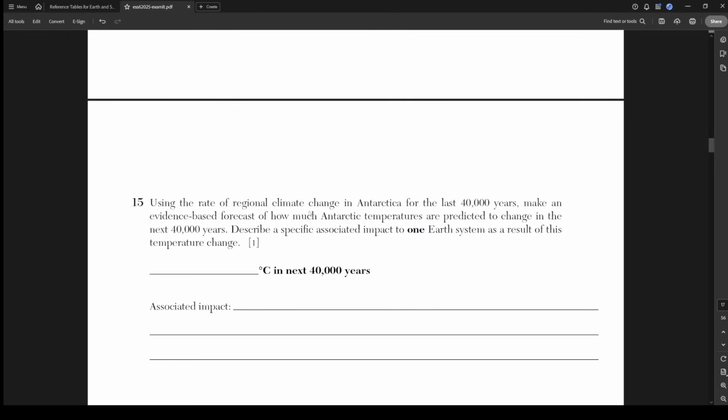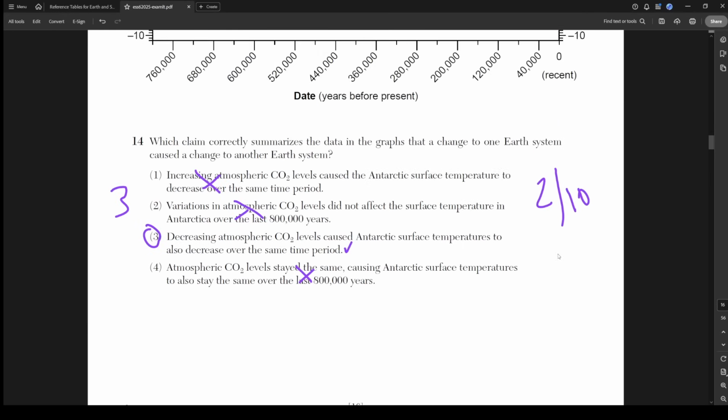Using the rate of climate change in Antarctica for the last 40,000 years, make an evidence-based forecast of how much the temperatures are predicted to change in the next 40,000 years. Describe a specific associated impact to one of the systems as a result of this change.